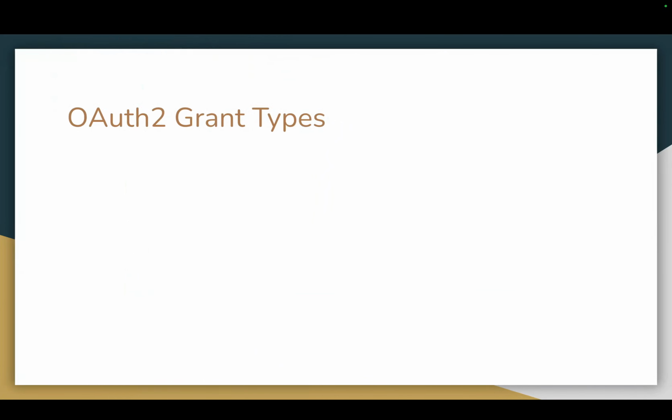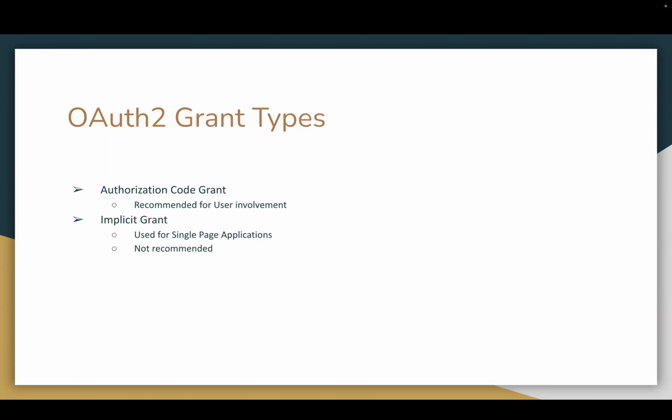Then you need to understand OAuth2 grant types so that you can choose the correct grant type for your use case. The first is authorization code grant, which is recommended whenever a user is involved. That means if any user needs to authenticate to the authorization server, and that access token is used by your application, then authorization code grant flow is recommended. Then there is implicit grant. This is used by single page applications, but this is not recommended. In this flow, we directly get the access token without getting the authorization code.